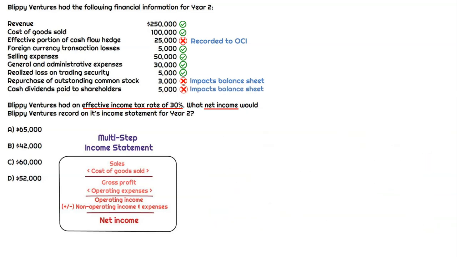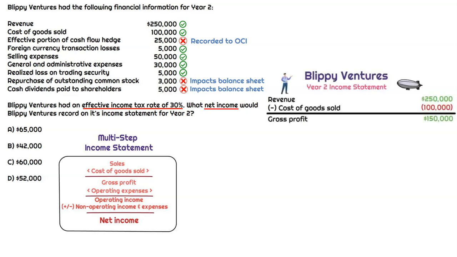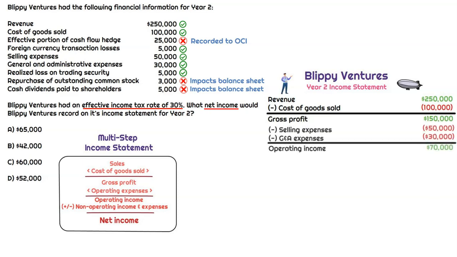So now that we've gone through all the items, classified which items will impact the income statement versus which items won't, we're ready to prepare our year 2 income statement for Blippy Ventures. So the first part of our income statement is going to be revenue and gross profit. So we'll start with revenue of $250,000, subtract out cost of goods sold of $100,000. That gets us to gross profit of $150,000. So now we'll move on to operating expenses. And remember, that's going to be selling expenses and G&A expenses. So selling expenses were $50,000, G&A expenses were $30,000, so a total operating expense of $80,000.